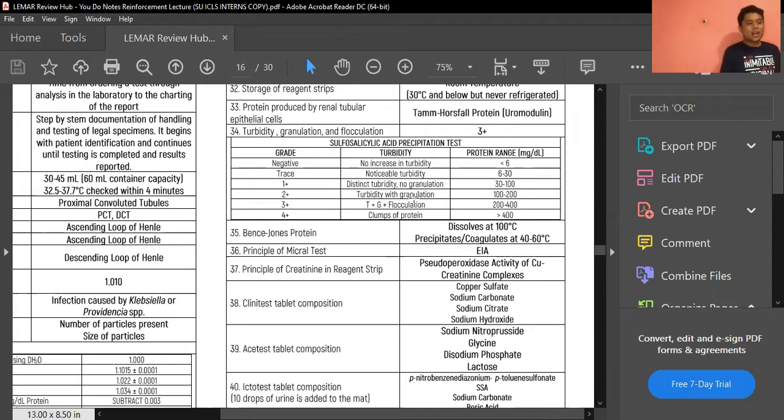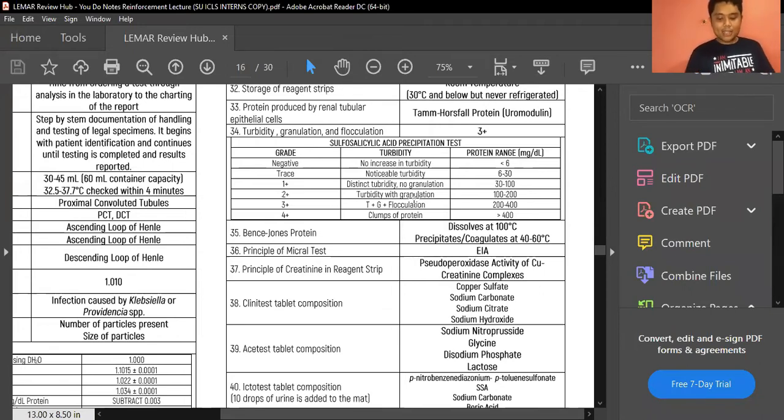Next, for creatinine, in cases na i-compare mo siya with albumin, iyang purpose or iyang principle is pseudo-peroxidase activity of copper creatinine complexes. In a way, same siyang principle sa blood, all right? Pero instead of hemoglobin sa blood, sa creatinine kay copper creatinine complex. So, yung creatinine sa ihi, mo bind sa copper, sa reagent, and this complex functions as the peroxidase. Okay? All right. So, naa yung peroxidase-like activity.